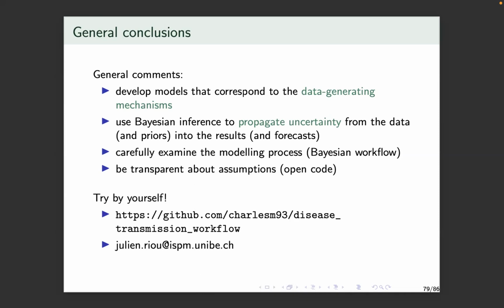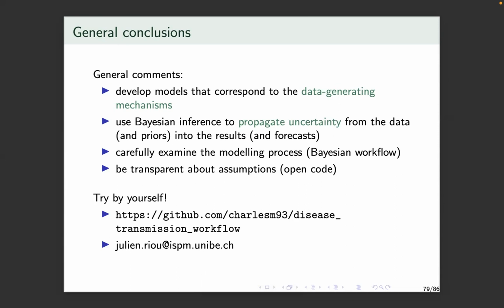And that Bayesian inference is a good way to propagate uncertainty from our data and our priors into results and forecasts. And that the Bayesian workflow can help us to examine our assumptions and our modeling process, and can help to be transparent if we share the Stan code and the different versions of the Stan code.